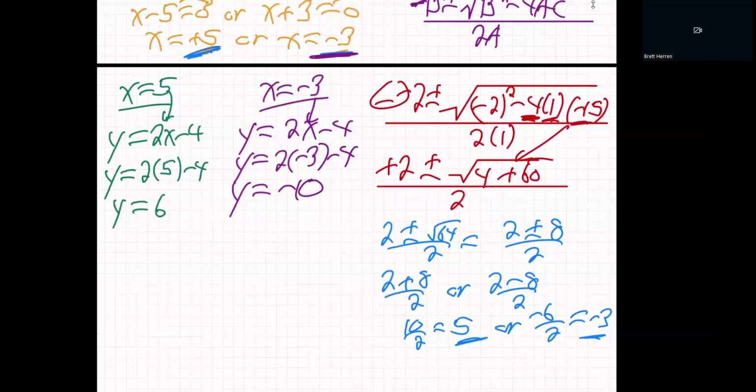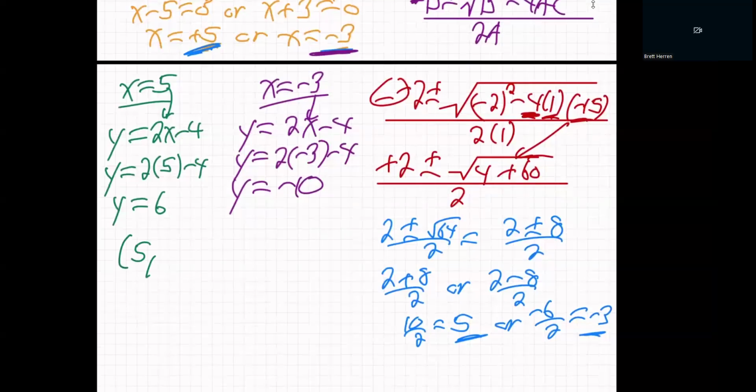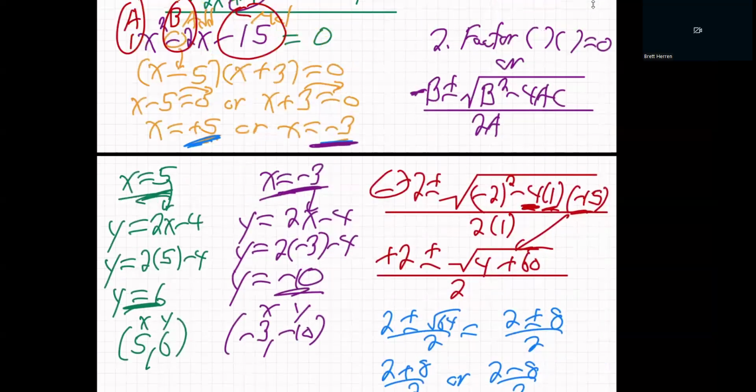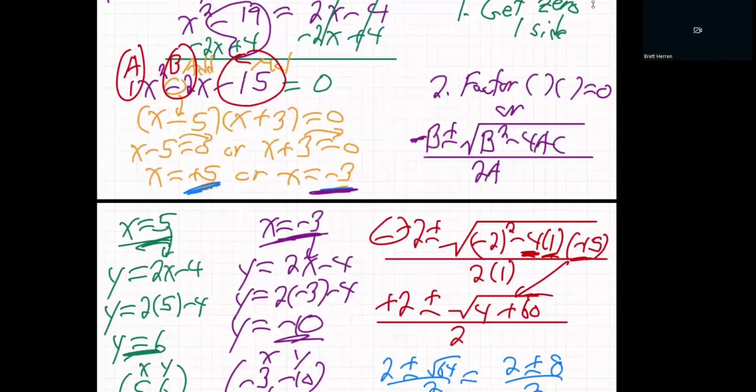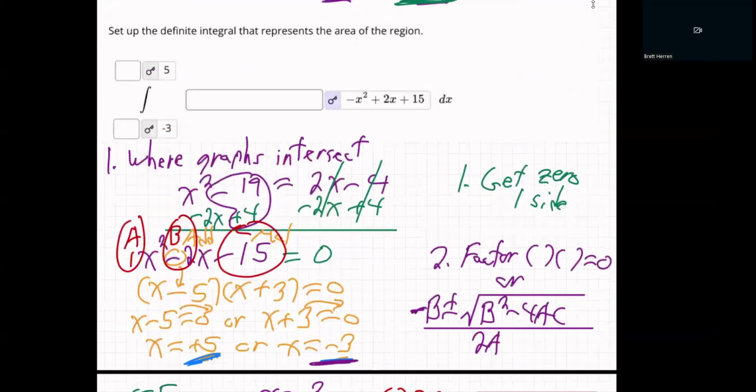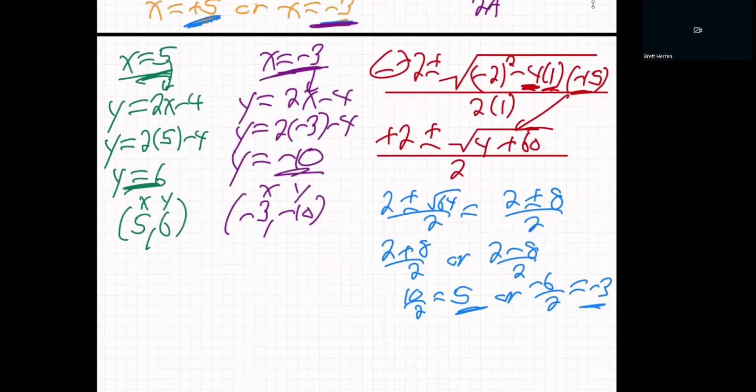So we got 2 points. This is the point 5, 6, right? X, Y, X led to that Y. Or the other one is negative 3, negative 10. X, Y. Okay. So we got the 2 points of intersection. There's where the graphs intersect. Now, let's go on to what that means.